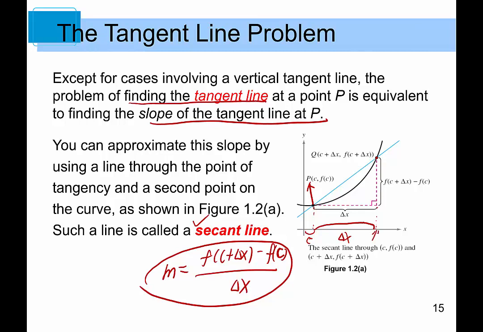So at this point the x coordinate is c plus delta x, and the y value at this point is going to be f of c plus delta x, and the y value at this point is going to be f of c, which is the same as that. This distance is the same thing as that. This is f of c, and that's why the total is f of c. So the change of y is f of c plus delta x minus f of c. Change of x is just delta x.